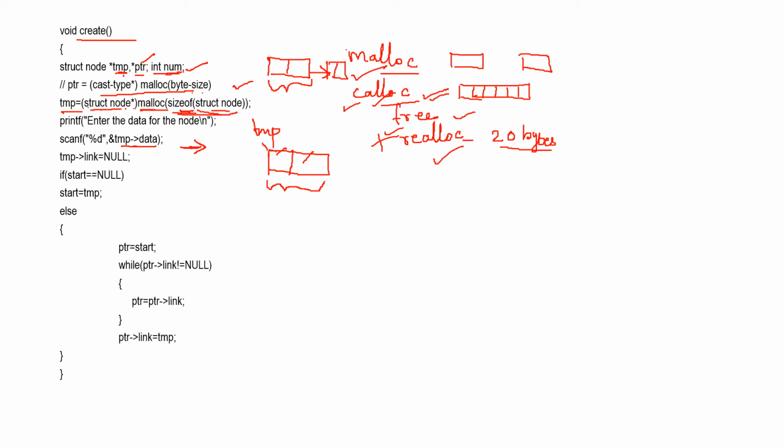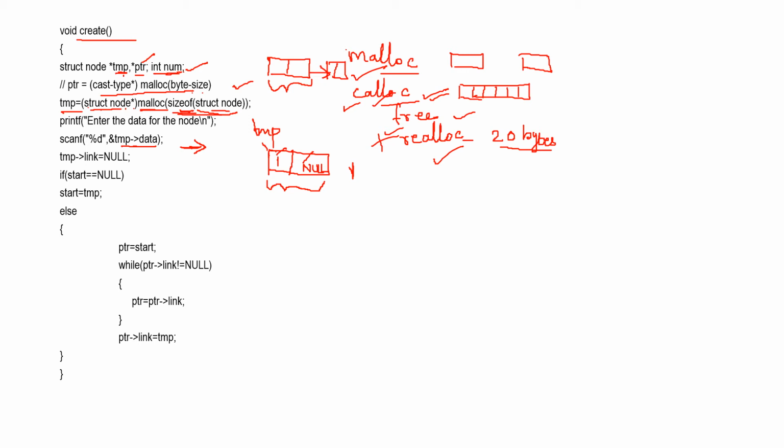For example, assume the user types 1, then 1 will get stored in temp->data. And then I am setting temp->link equal to null.